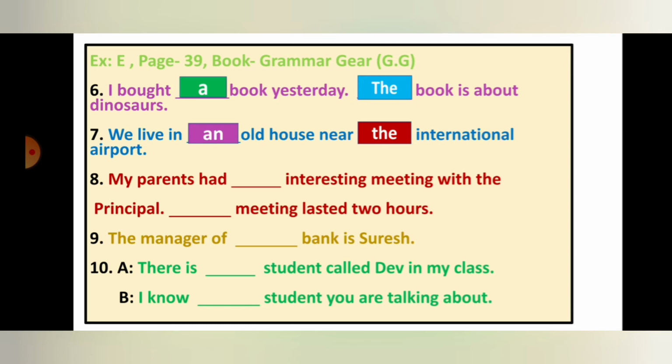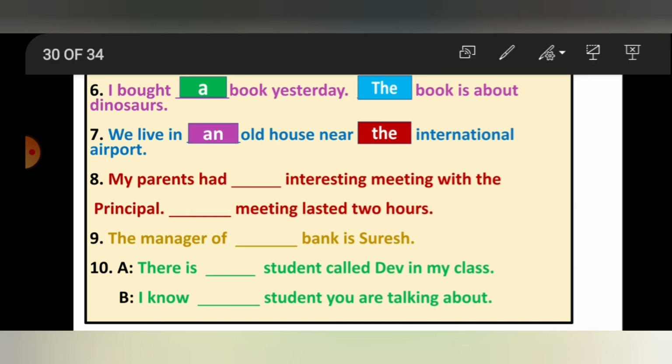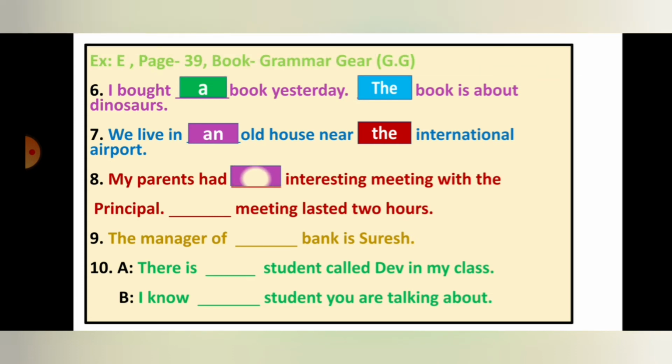Then number 8. My parents had dash interesting meeting with the principal. Dash meeting lasted 2 hours. So my parents had dash interesting meeting. We cannot use here a because here interesting starts with I, so we have to use an before I, because I is a vowel letter. So for this interesting, we have to use here an. My parents had an interesting meeting with the principal.